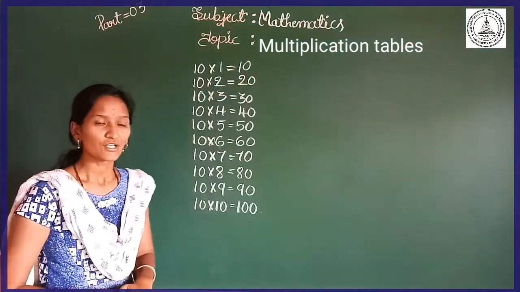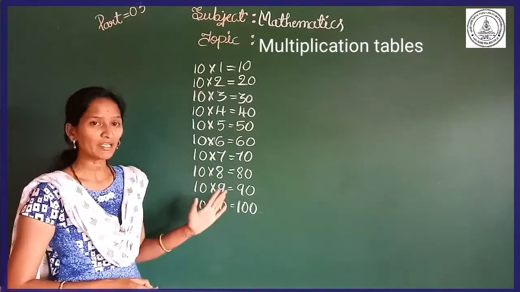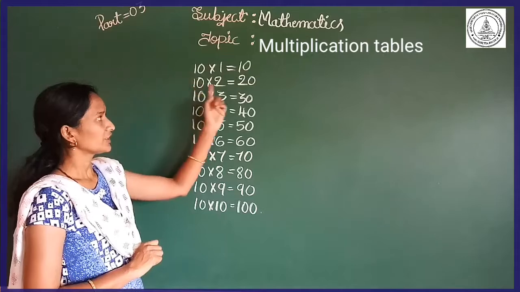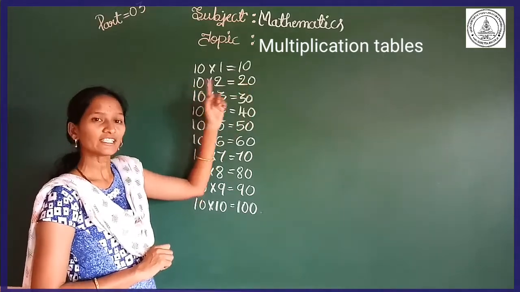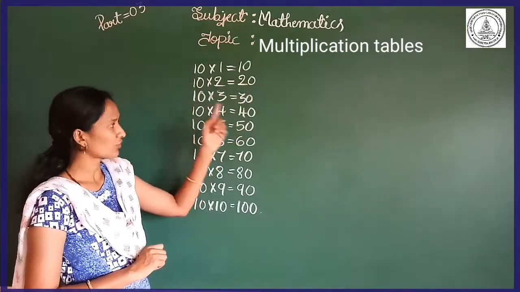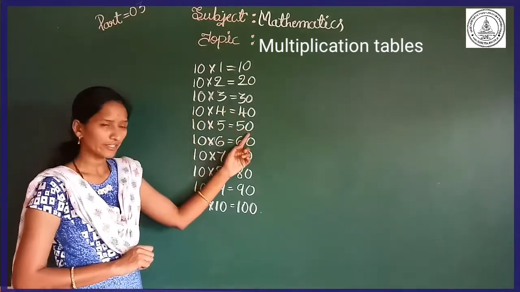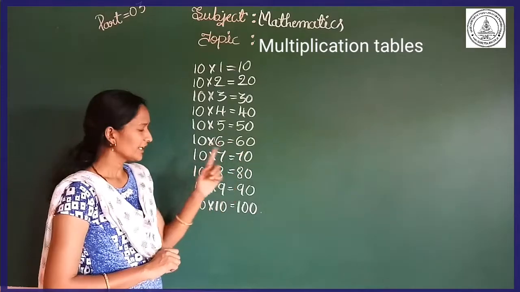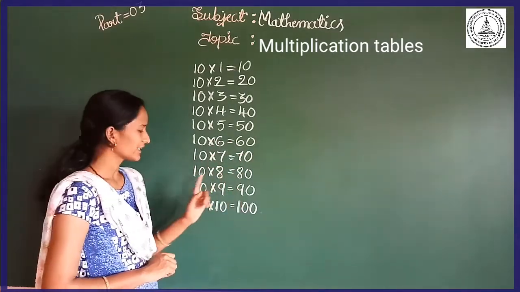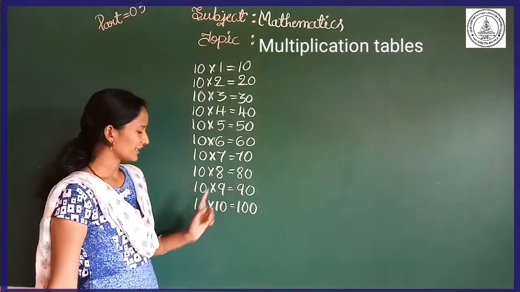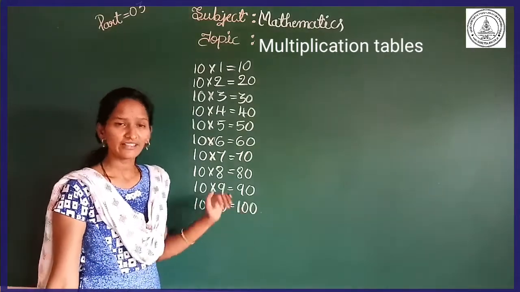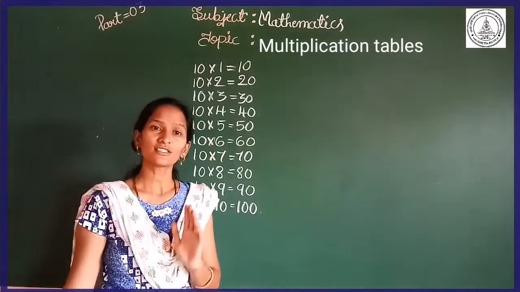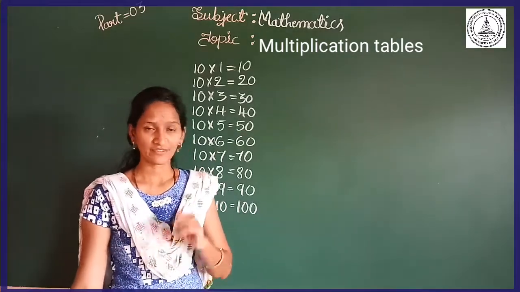Okay, students, look here, this is the multiplication table of 10. 10 1s are 10, 10 2s are 20, 10 3s are 30, 10 4s are 40, 10 5s are 50, 10 6s are 60, 10 7s are 70, 10 8s are 80, 10 9s are 90 and 10 10s are 100. Okay, so these multiplication tables you learnt in class one, right?